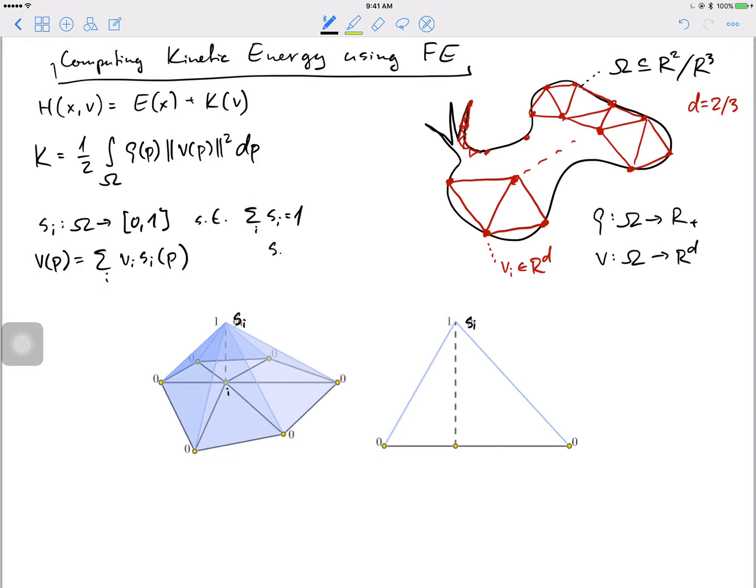So in my case, I'll just say that these s_i's will be piecewise linear. Again, they don't have to be. They could be higher order, or they could be piecewise constant. Actually, that will be important here, the piecewise constant ones. So you got the idea of these hat functions, and that's what I use to interpolate the velocities.